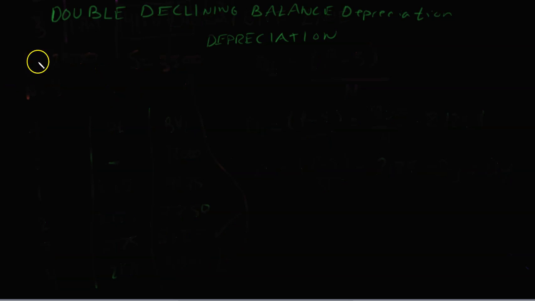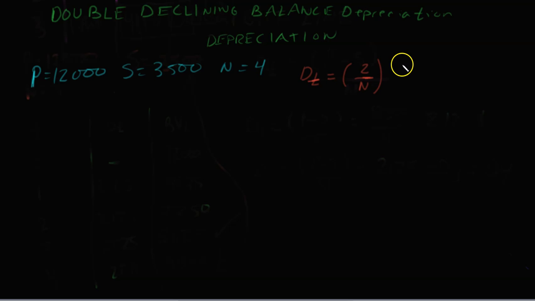Alright, let's take a look at the last method of depreciation I want to talk about today, the double declining balance depreciation. Well, I wrote depreciation twice, very nice. We're going to use the same problem as the last one because it's convenient. We knew that our original cost was $12,000, our salvage was $3,500, and the life was 4 years. Let's jot down the depreciation formula for double declining balance. To find the depreciation at a specific year, you take 2 over the lifespan times the book value at the previous year.